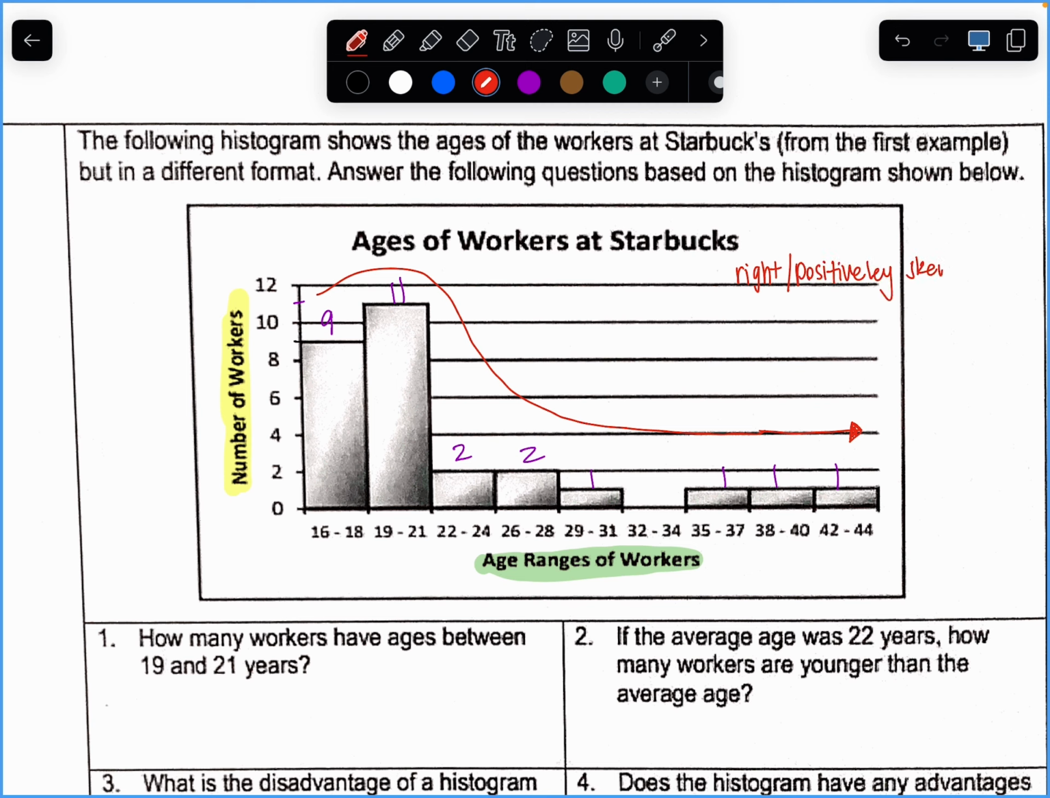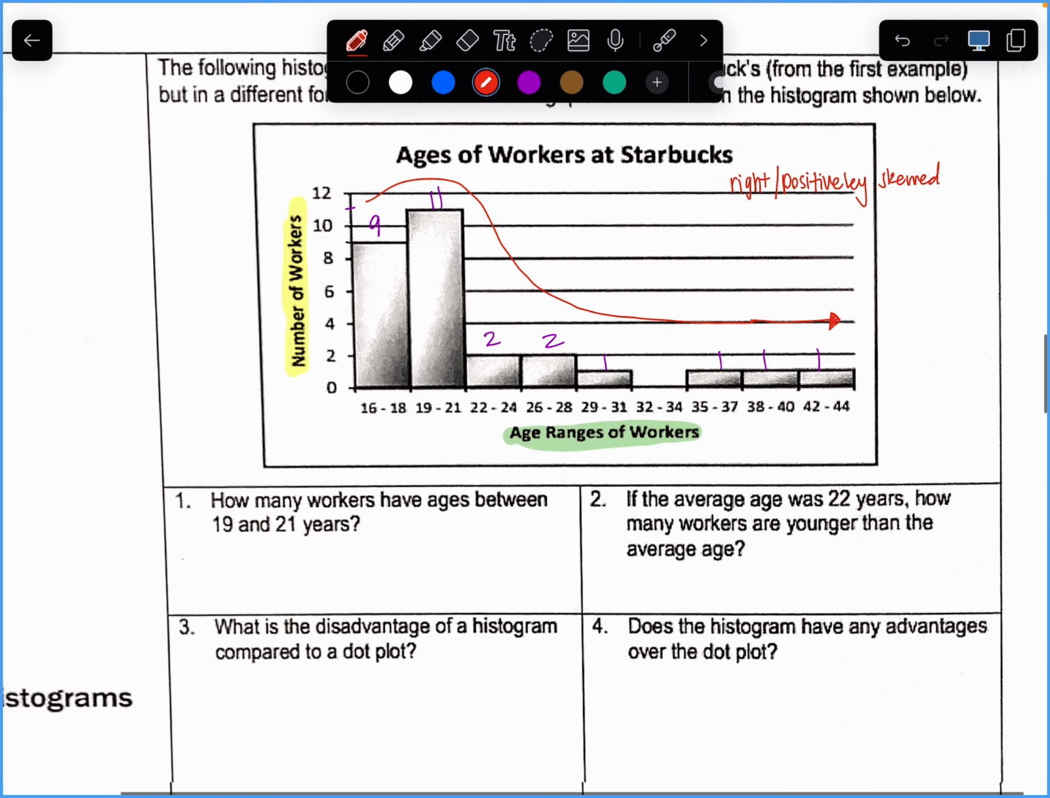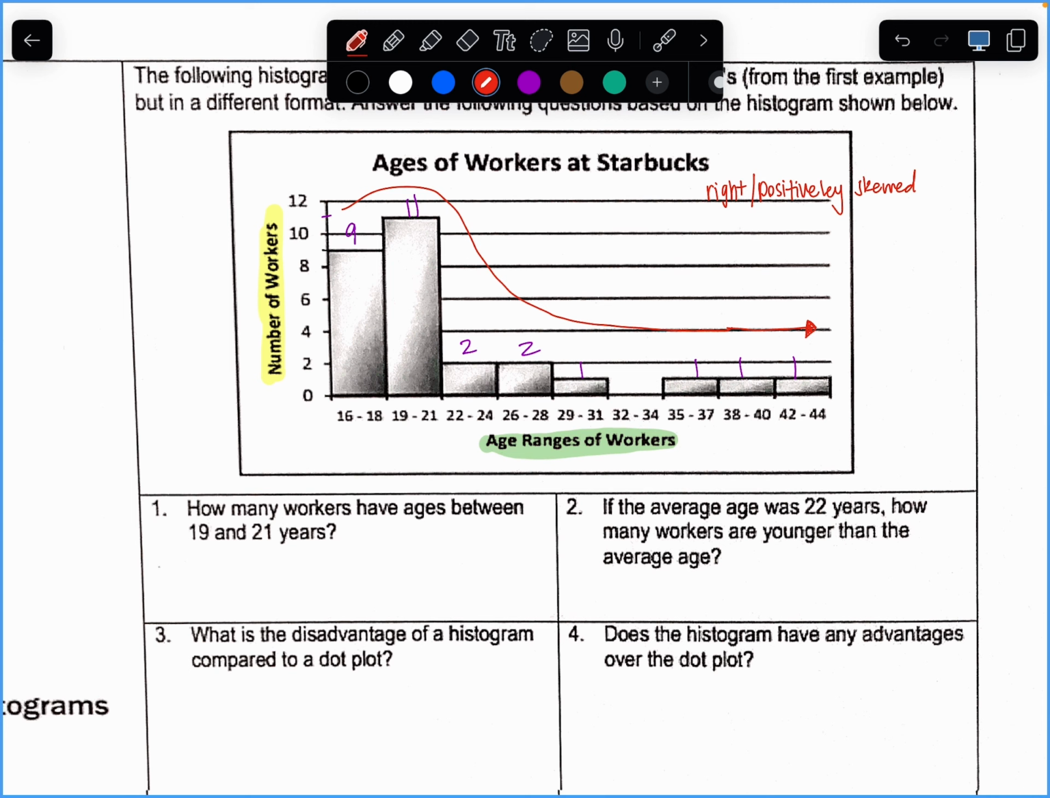Is there one called for the bars being on the left? That just means the majority of our data is on the left. That's just what it means. Okay. Now let's answer. How many workers have ages between 19 and 21?